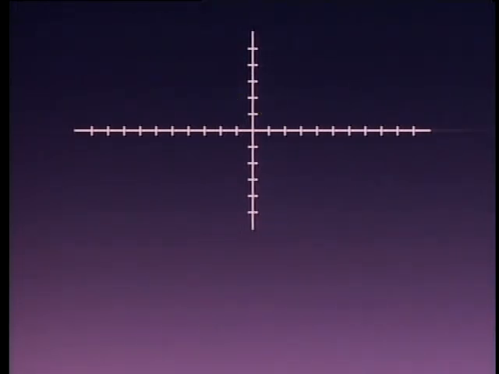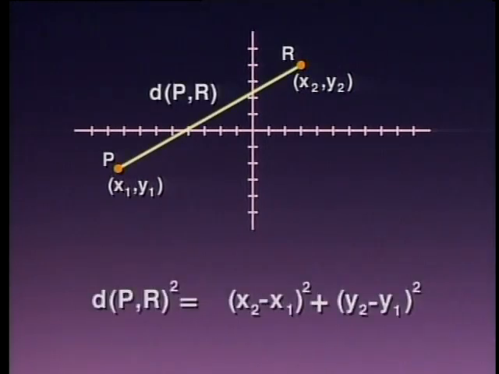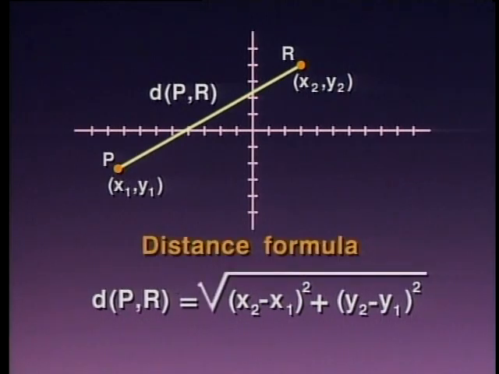We can create a general formula for finding the distance between any 2 points by using the same logic with the ordered pairs x1, y1, which we'll call point P, and x2, y2, which we'll call point R. If we use the Pythagorean theorem, we find that the distance between P and R squared is x2 minus x1 squared plus y2 minus y1 squared, which leads to the distance from P to R is equal to the square root of x2 minus x1 squared plus y2 minus y1 squared.